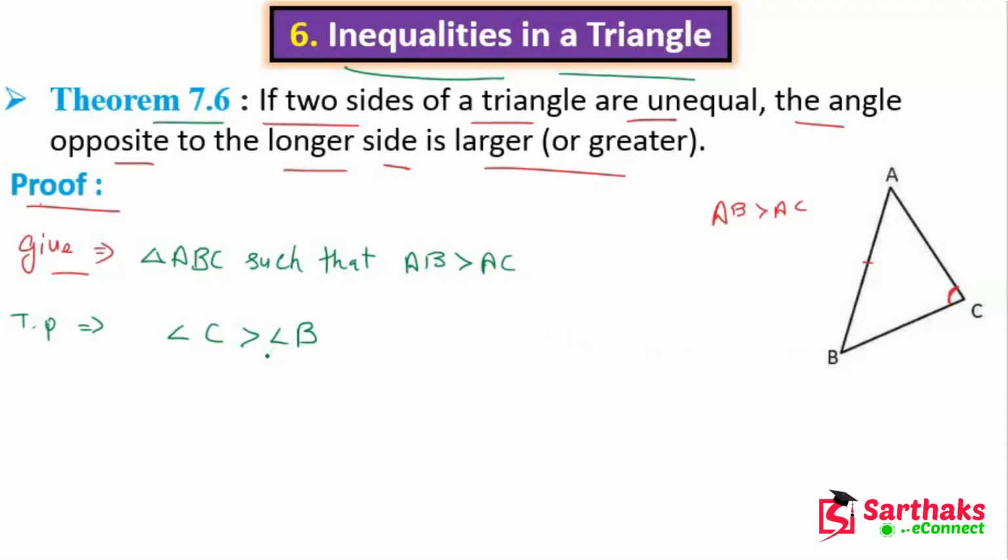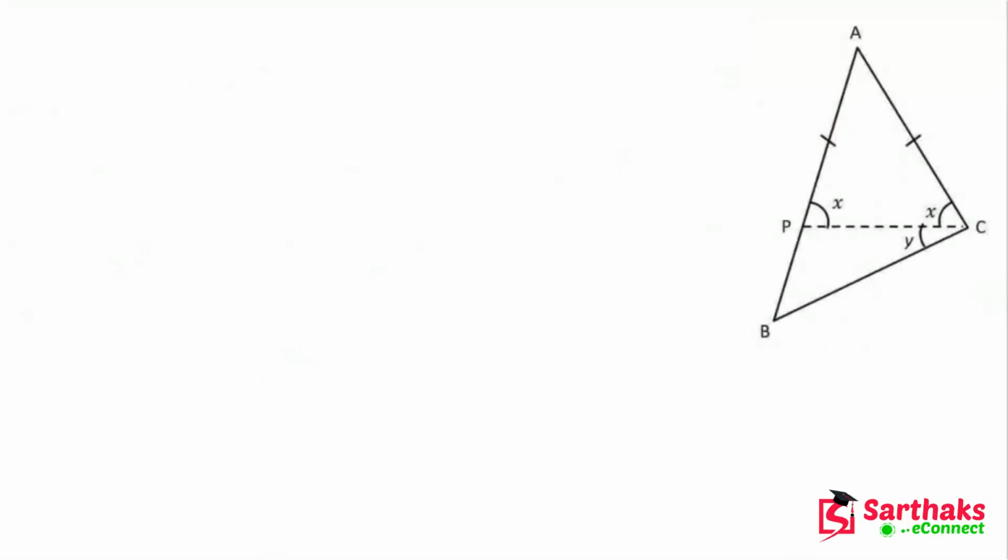First of all we have to do a construction. So what is the construction? Take a point P on side AB, on this side of triangle ABC, such that AP is equal to AC, and join CP.